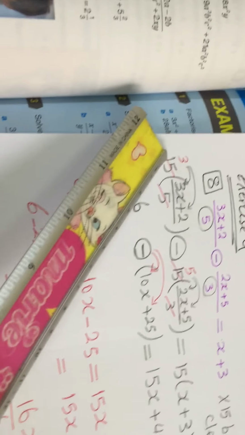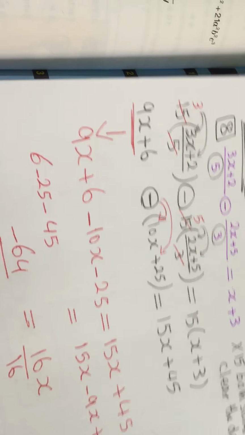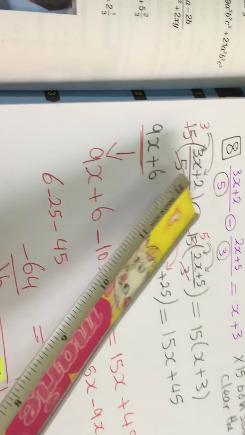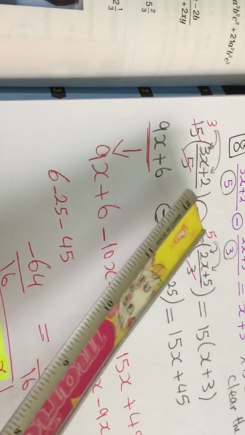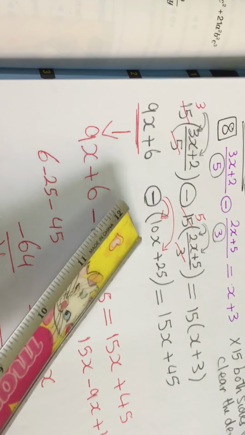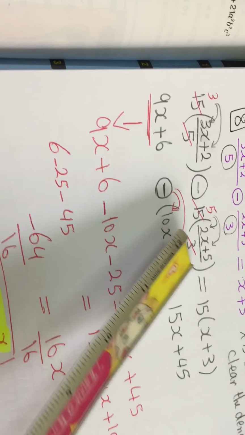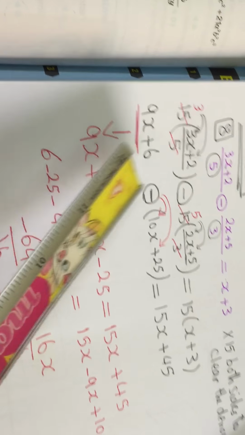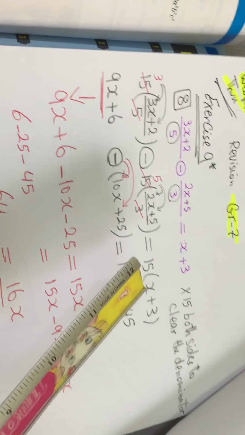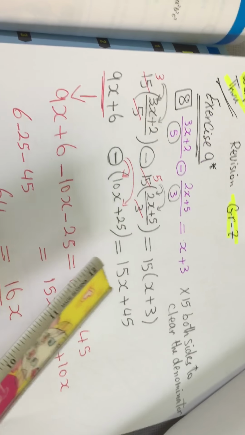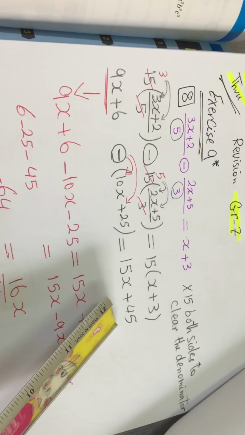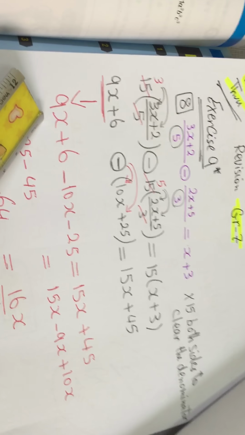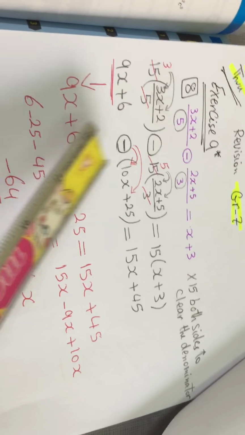Okay, now what's left? I have 3. So 3 multiply 3x equals 9x, and 3 multiply 2 equals 6. Negative 5 multiply 2x equals 10x, and 5 multiply positive 5 equals 25. We have a negative sign. Now distribute 15 by x and 3. So we have 15x plus 45. I'll take 9x plus 6 as it is. Take care, be careful.